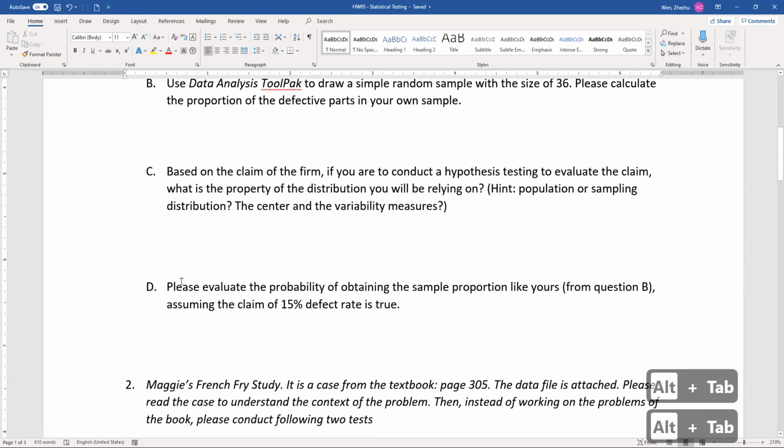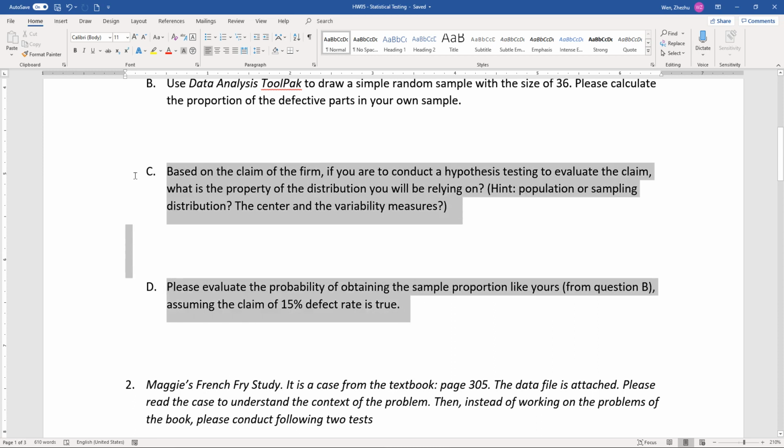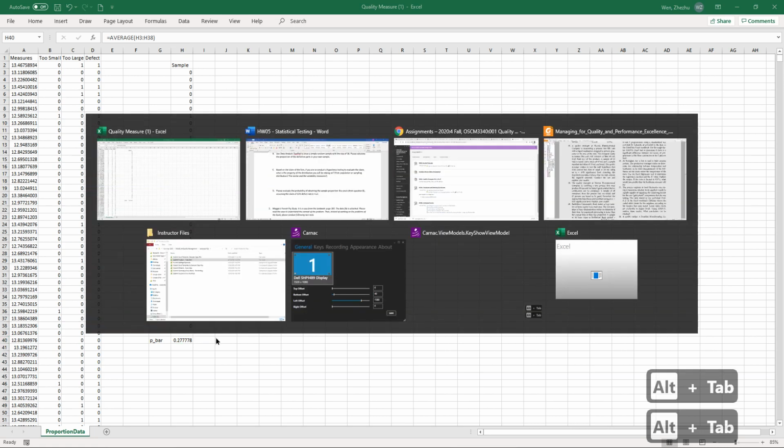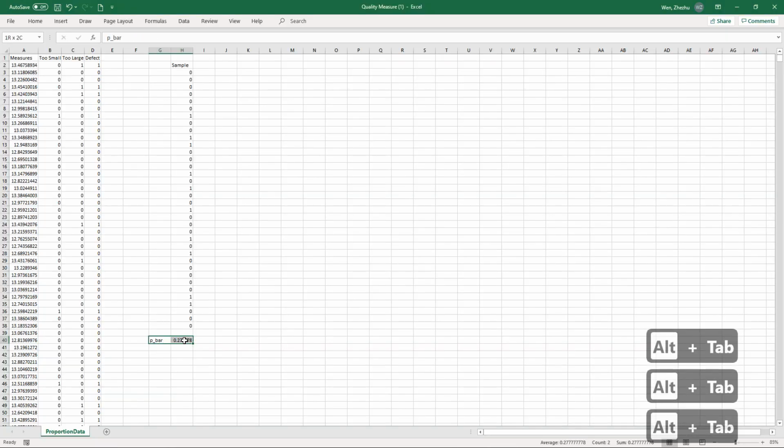Okay, so I think then you get the idea, right? Please evaluate the probability of obtaining a sample proportion like yours, assuming the claim of 15% defect is true. So I think you need to somehow combine C and D to answer both questions correctly. This is the sample we have obtained.